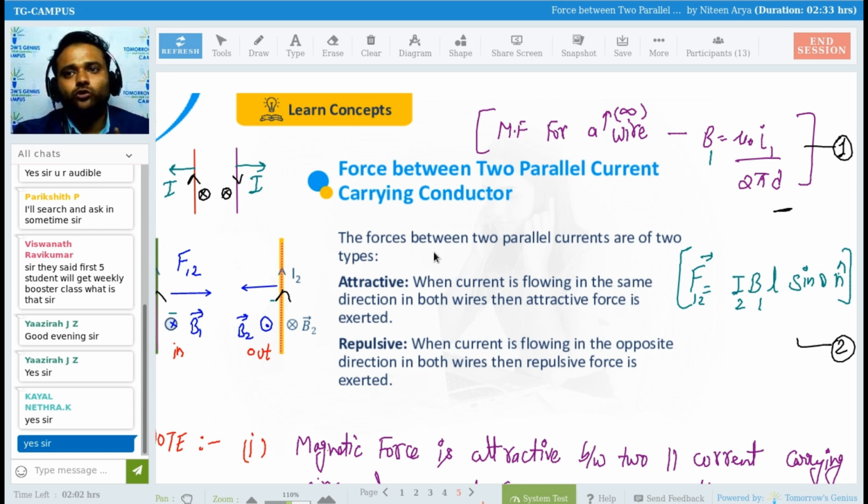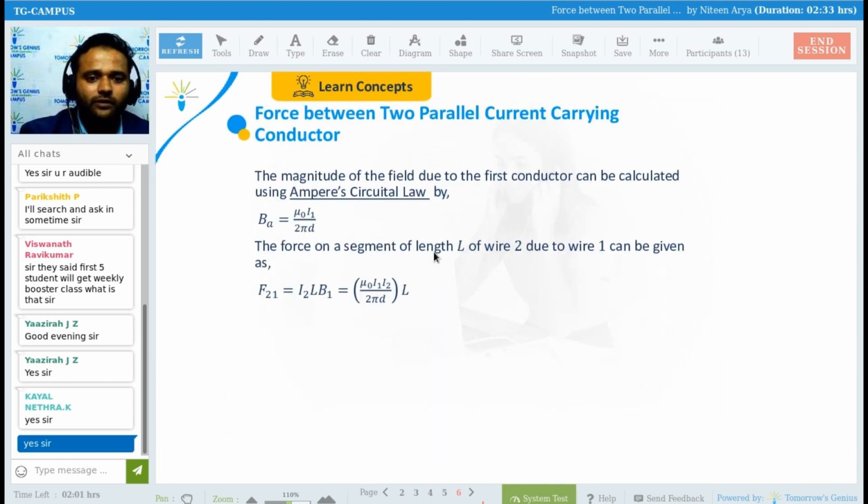But what is happening is, due to current in wire 1, a magnetic field arises, and when we put another current carrying conductor or wire in the presence of the magnetic field generated by current carrying wire 1, there is going to be an attractive magnetic force, I B L sin theta. Clear? Clear? And that is your formula. So the magnitude of the field due to the first conductor can be calculated by using Ampere's law.